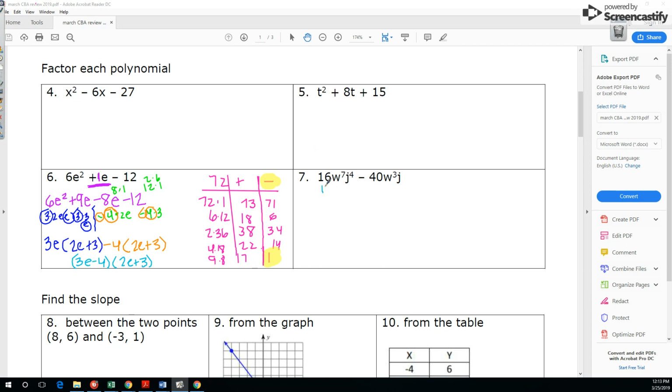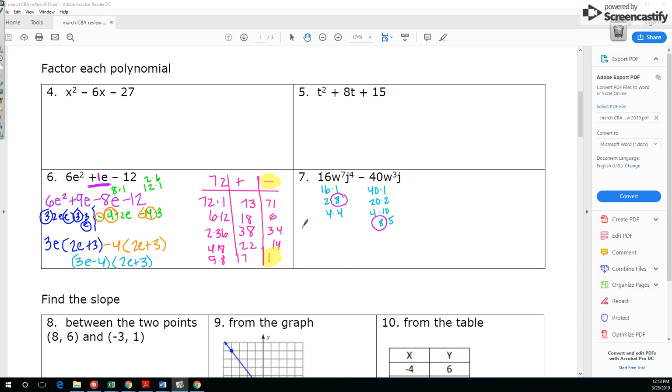I know that 16 is 16 times 1, and 2 times 8, and 4 times 4, and that 40 is 40 times 1, and 20 times 2, and 4 times 10, and 8 times 5. Did I get everything? But I'm looking for the greatest common factor. So the biggest number that's in both of these lists, of course, is 8.